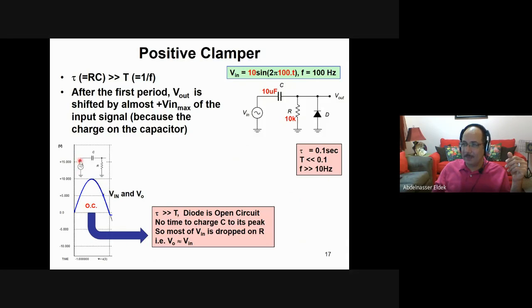In this case, the voltage is supposed to be divided between these two elements. Because you don't have voltage across the capacitor, all the voltage will be dropped on the resistor, which is the output voltage. That's why the input and the output voltage are almost the same. There's no difference, so in this case there is no clamping. Now let us see what will happen in the next half.